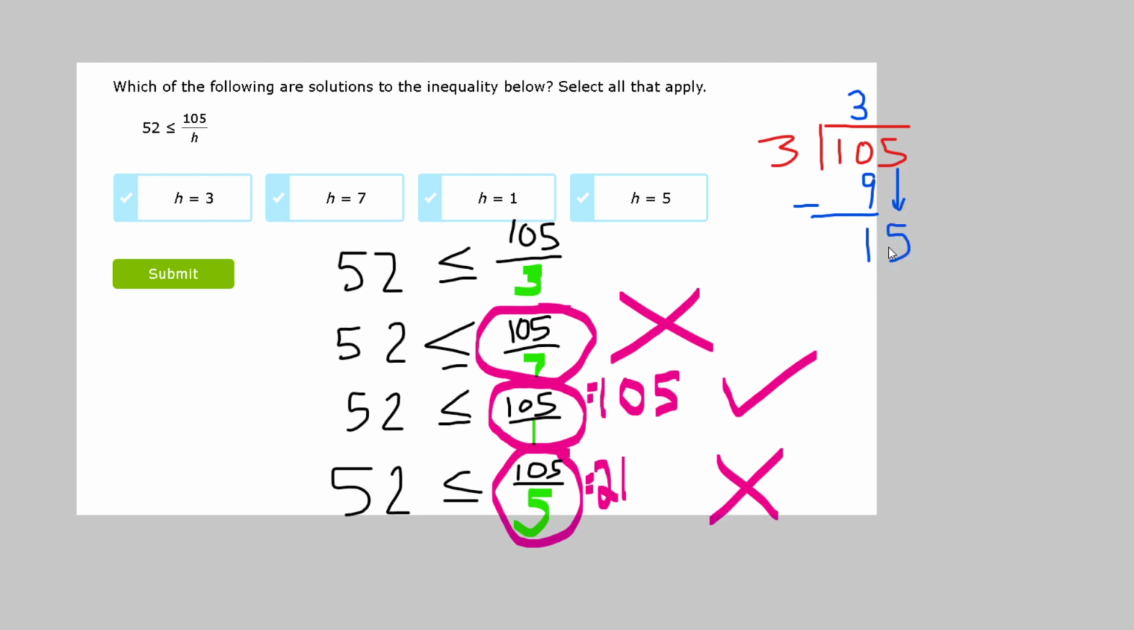Does 3 go into 15? Yes, it does, 5 times. 5 times 3 is 15. There's no remainder, so you're done. So 3 goes into 105 35 times. So this here is equal to 35. And 35 is not greater than 52. So this won't work. This means that this third choice here is the only one that works.